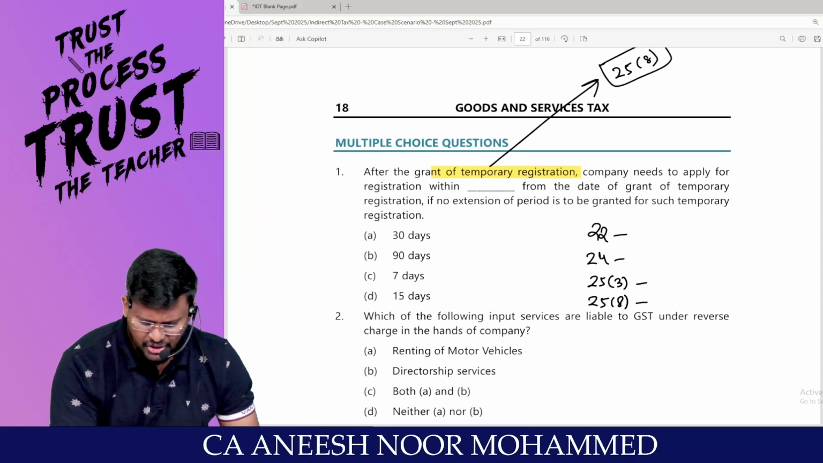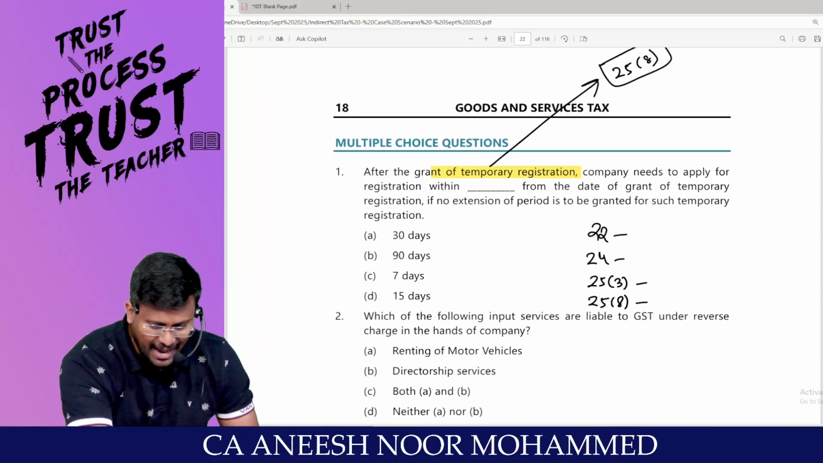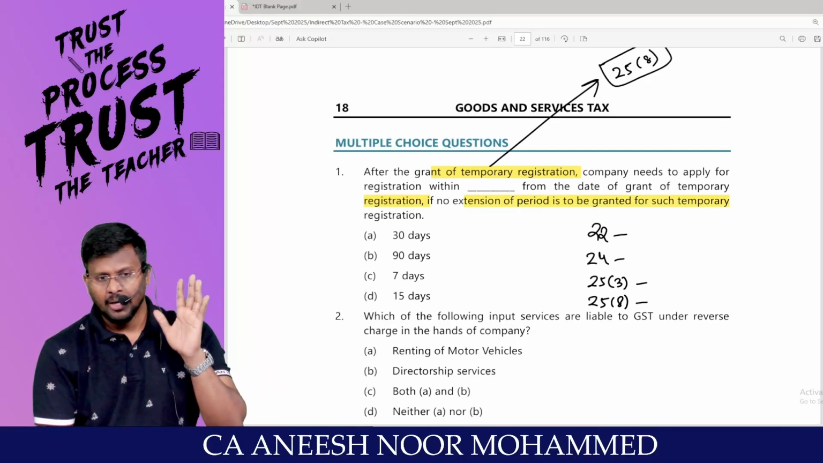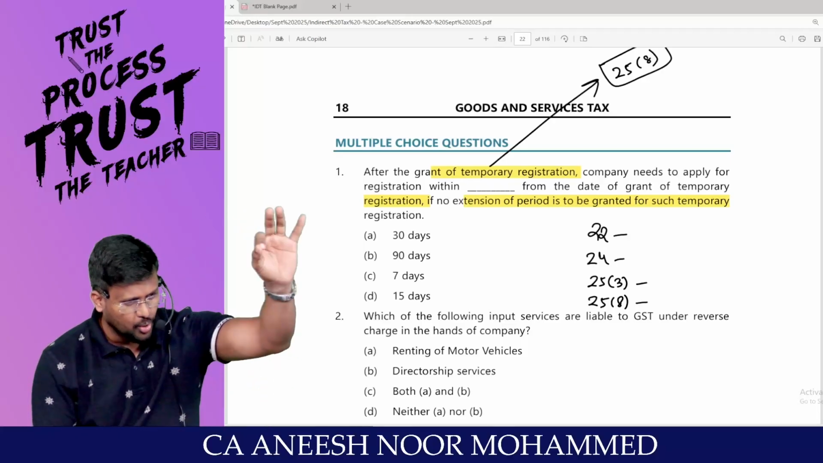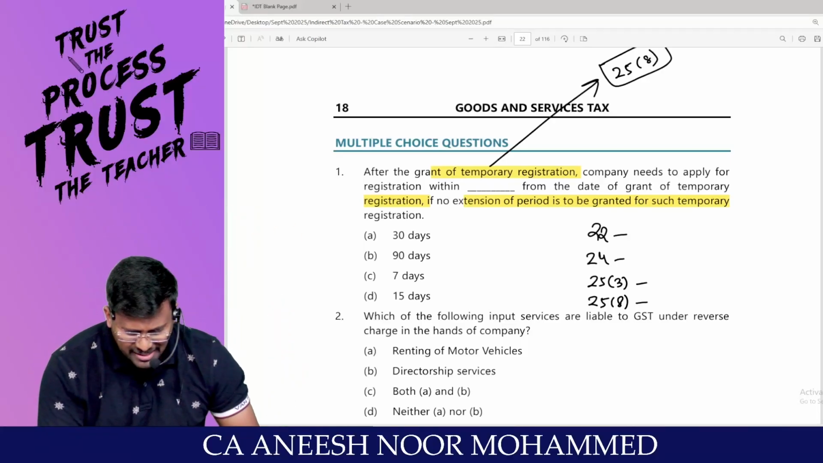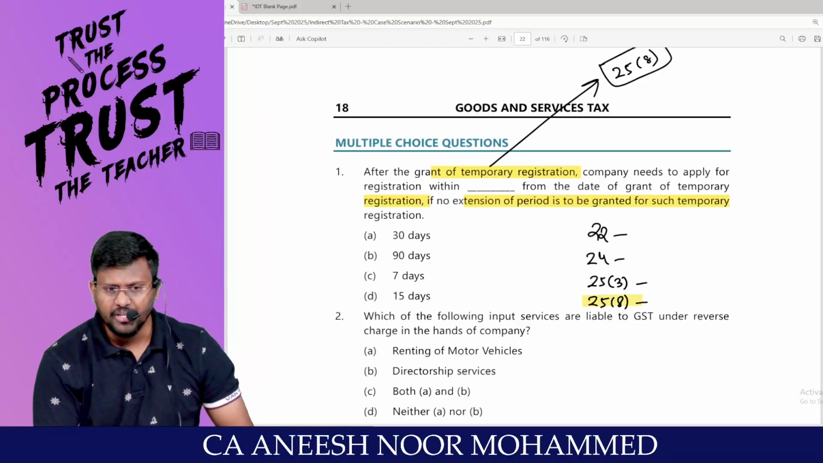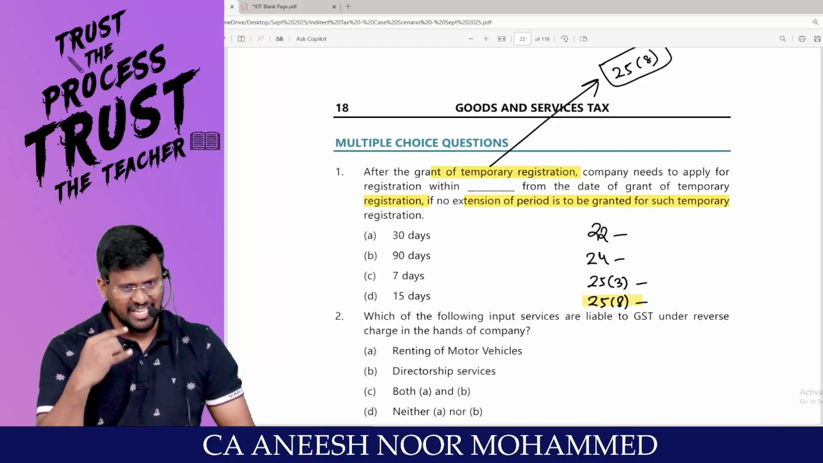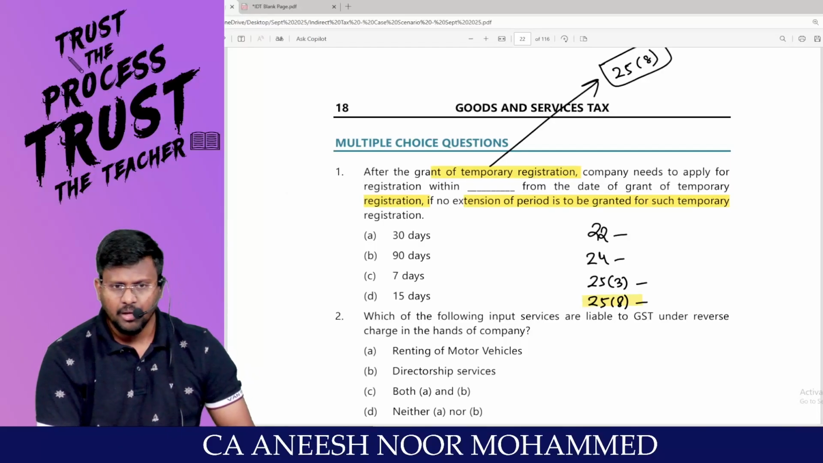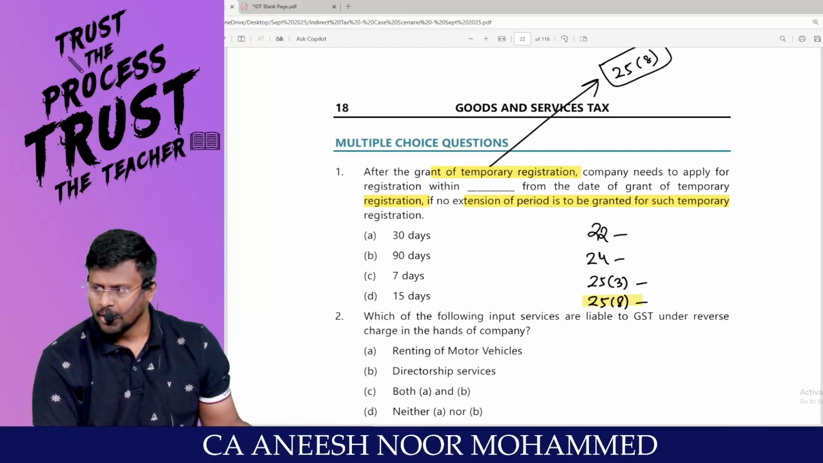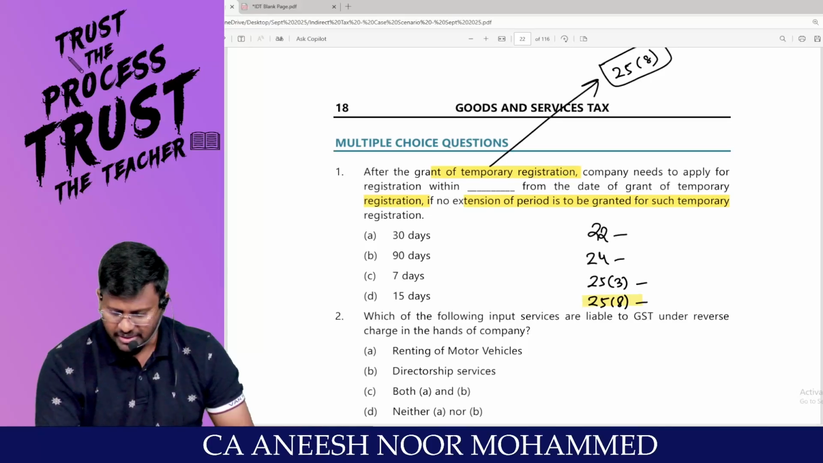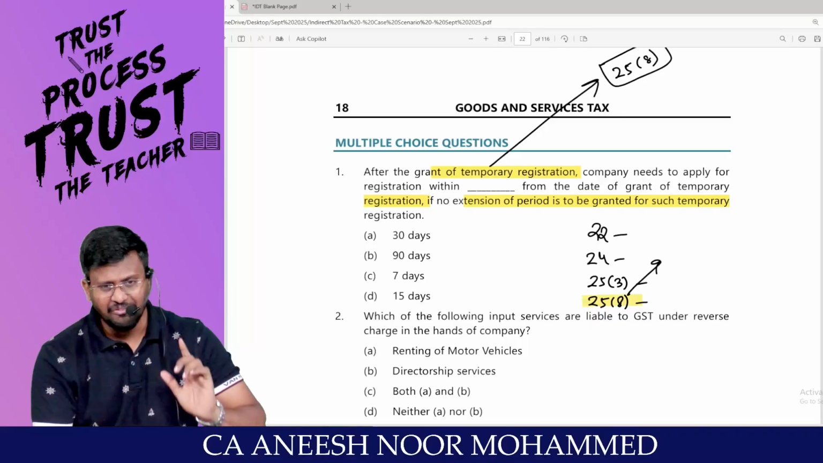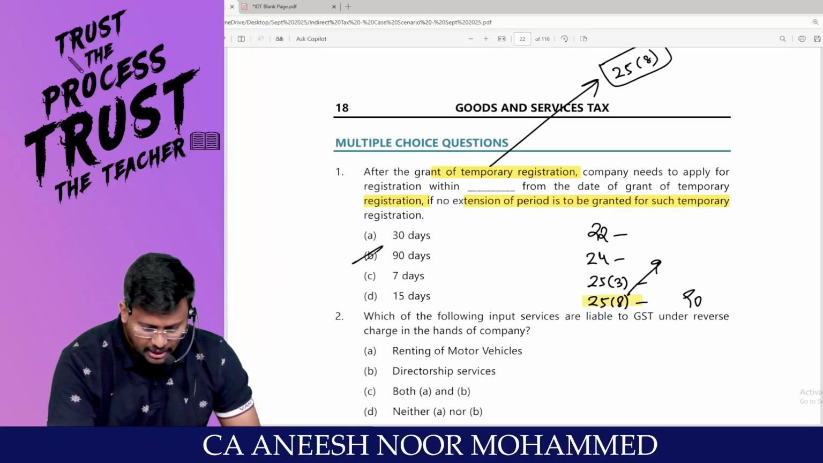Company to apply for registration within how many days from the grant of temporary registration, if no extension of period is to be granted for such temporary registration, is the question. So this has nothing to do with the case scenario. It is a direct provision question. As per what section is temporary registration? 25 subsection 8. Who made this temporary registration? Proper officer. Once the proper officer has made it, the next action should be done by the registered person. Are you all really with me? So first who will take action? Proper officer. As per 25 subsection 8, the next action should be taken by the registered person. After 8, what number? 9. So 90 days should be the limit.